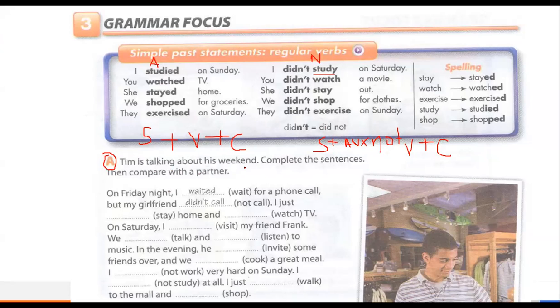Tim is talking about his weekend. Complete the sentences, then compare with a partner, right? This is going to be a challenge. I'm going to do it orally, and then I'm going to ask you to do it in a breakout room, all right? But I will do it orally for you, and you just need to follow what I'm saying over here. So this is going to be your task right now, because we need to go little by little, step by step. Yo lo voy a hacer de forma verbal, ¿verdad? O una forma hablada. I won't write anything.